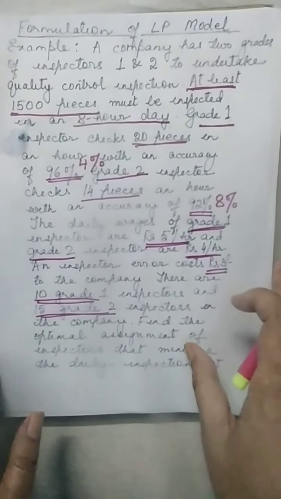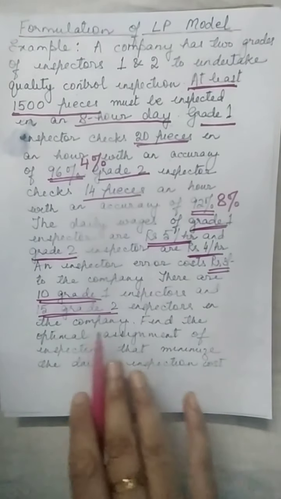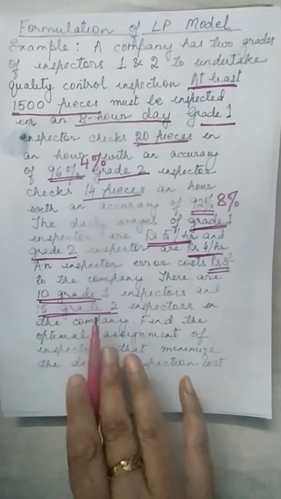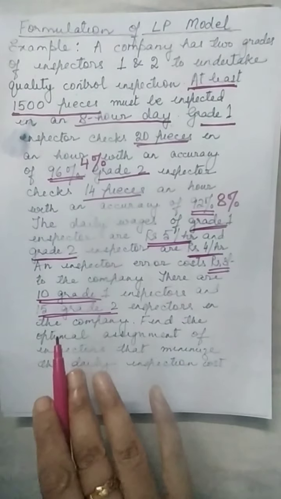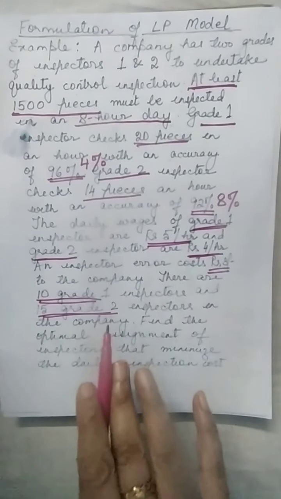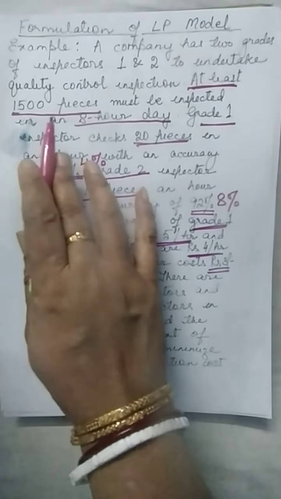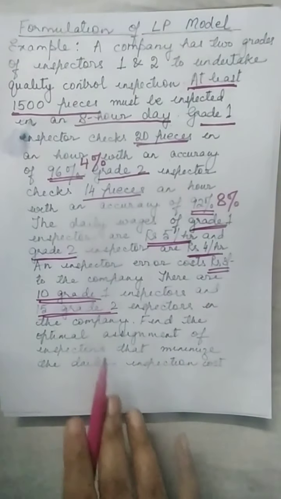At least 1500 pieces have to be inspected in a day. So this is a constraint for you, that is at least, and here it is at most. At most 10 grade 1 inspectors are available, and at most 15 grade 2 inspectors are available for service, and at least 1500 pieces must be inspected per day, and in a day you have got a shift of 8 hours.